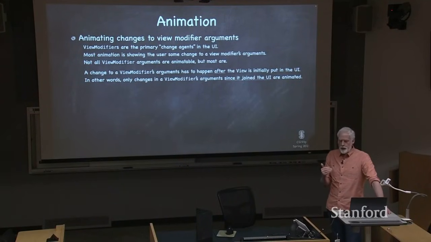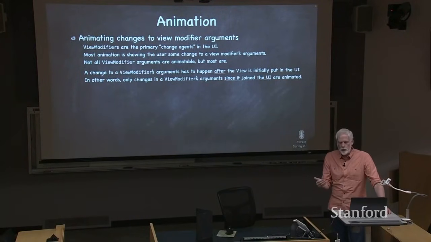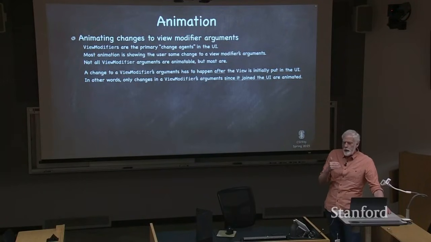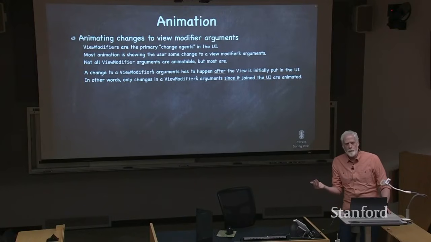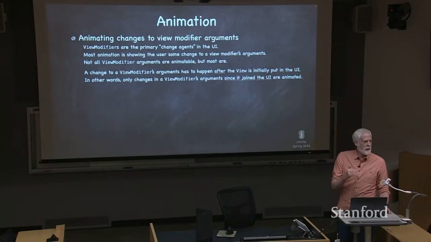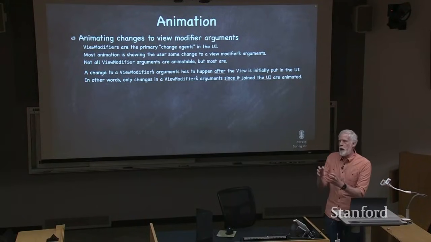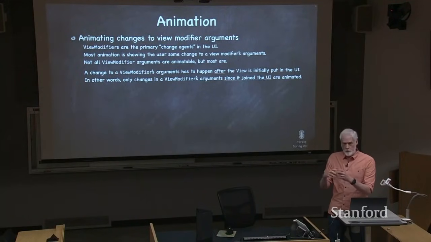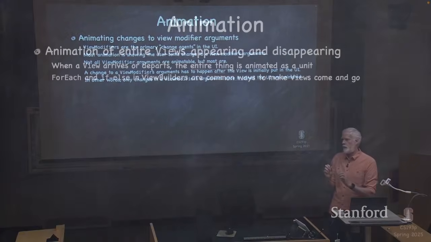One thing about changing a view modifier's arguments, though, if you want it to be animated, it has to happen after the view is put in the UI. In other words, only view modifiers that change in views since the view joined the UI will be animated. Does that make sense? If a view's coming on screen and at the same time its view modifier arguments are changing, no effect. Now, the view coming on screen is going to be animated separately, but the view modifiers, none of that change. The thing has to already be sitting there on screen, and then a view modifier changes.